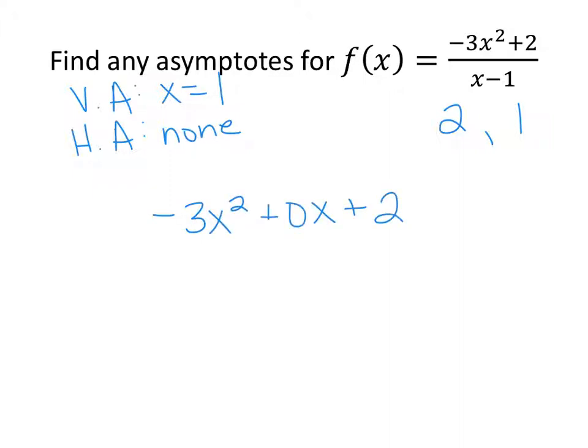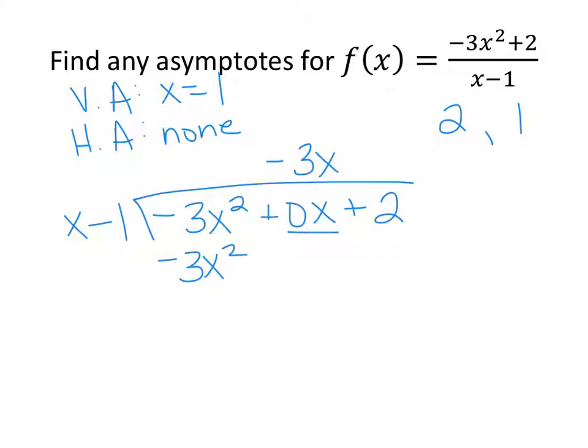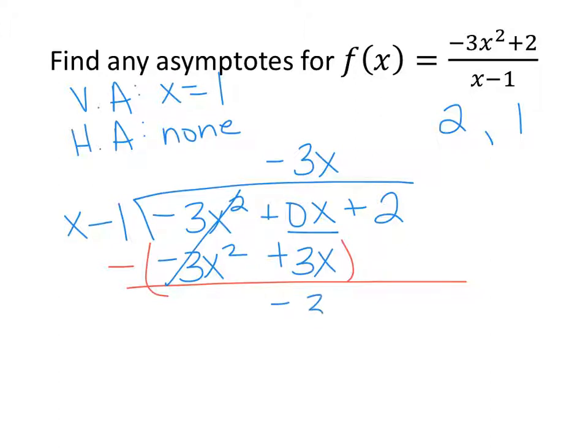Remember, when you do polynomial long division, you need to put your placeholders in. I'm dividing by x minus 1, so x goes into negative 3x squared, negative 3x times. Negative 3x times x is negative 3x squared. Negative 3x times negative 1 is positive 3x. I'm subtracting that whole piece, so my 3x squareds are gone. 0x minus a positive 3x is negative 3x.